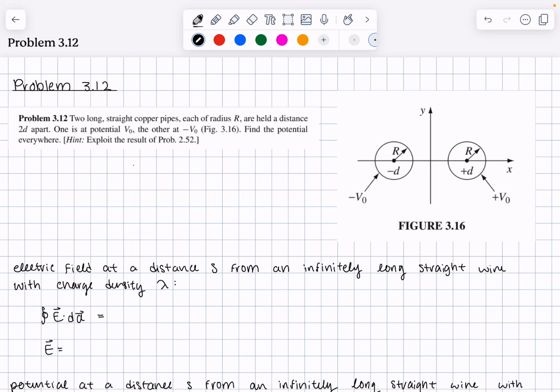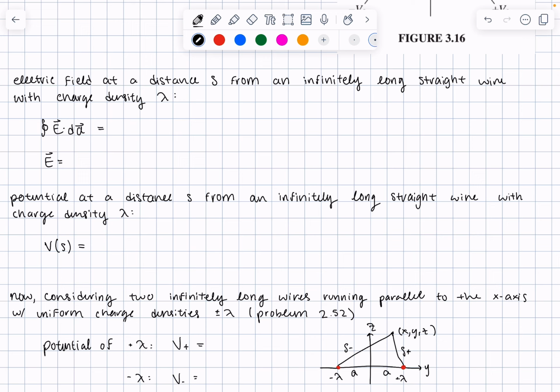So the first thing that we'll actually want to do is find the electric field at a distance s from an infinitely long straight wire with a charge density of lambda. And this we can do pretty simply using Gauss's law.